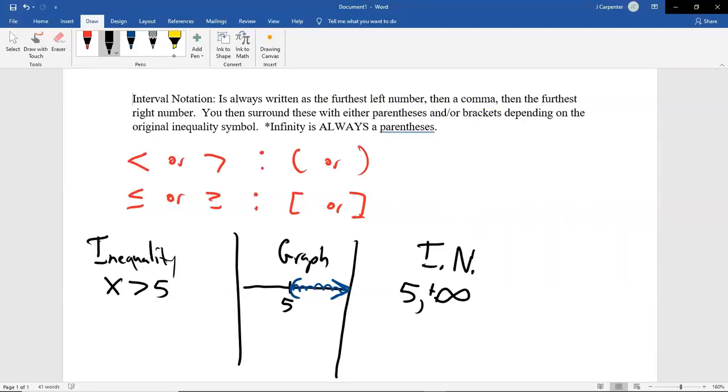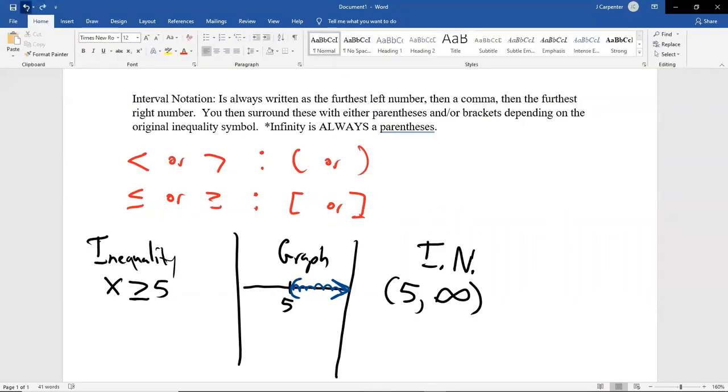You don't have to write the plus. In fact, if you do it in my math lab, it'll probably mark it wrong, so don't do that. Because the 5 had a parentheses here, it also gets a parentheses here. Because this is an infinity, they always get parentheses. And again, the reason this 5 had a parentheses was because this did not have the or equal. If it had the or equal, then it would have instead been a bracket. But it didn't, so it doesn't.